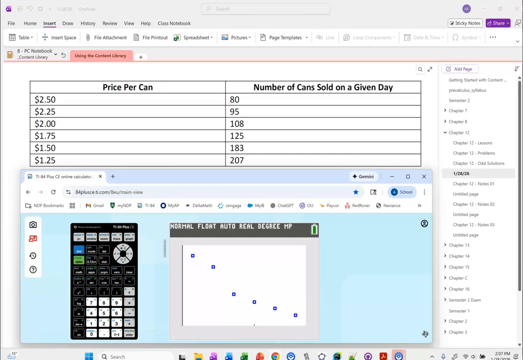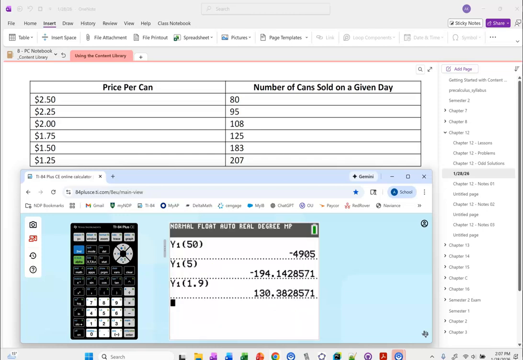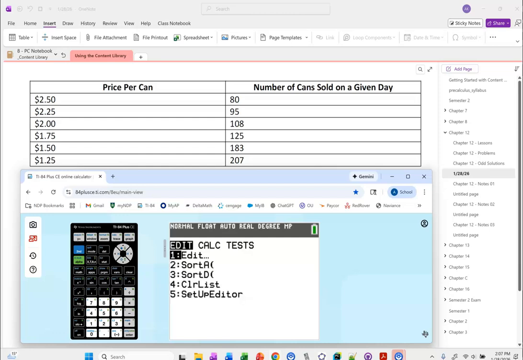What I want to do next is build a model to fit this data. What type of model should I select here? Looks linear to me as well. Let's do that. Everybody agree? Okay. So I'm going to press second, mode to exit back out to the main screen. And now, to build my linear model, I'm going to press the stat button once again, which is right next to the left-hand arrow.